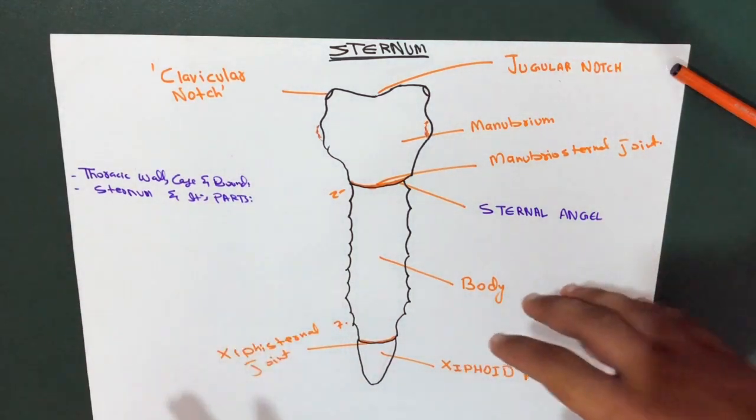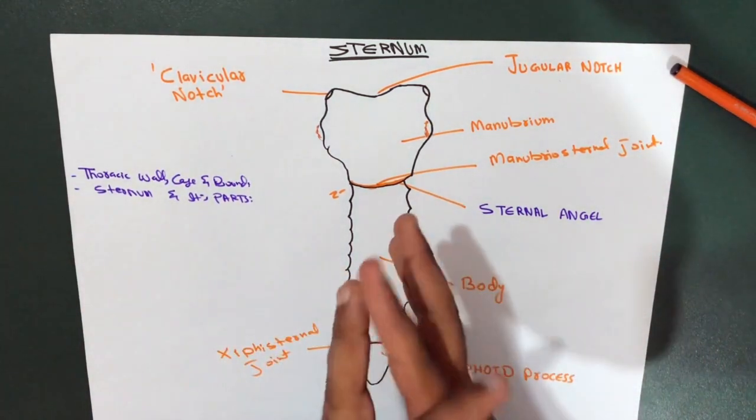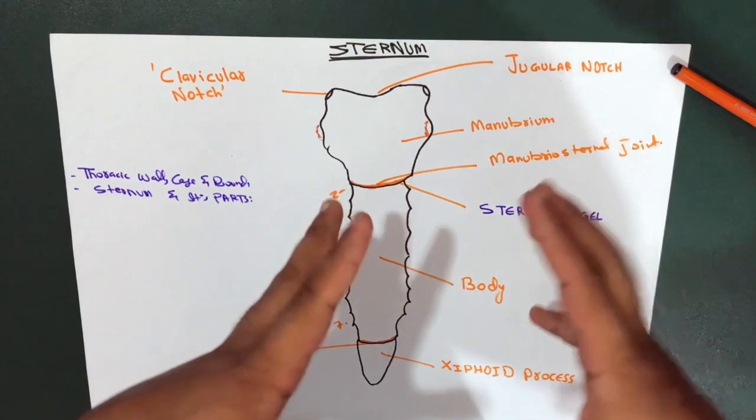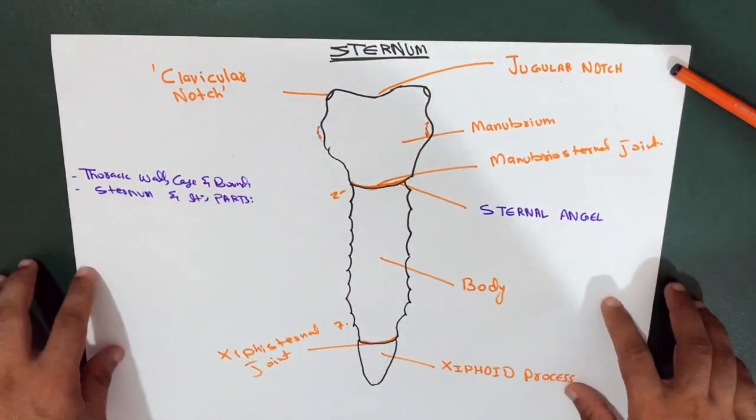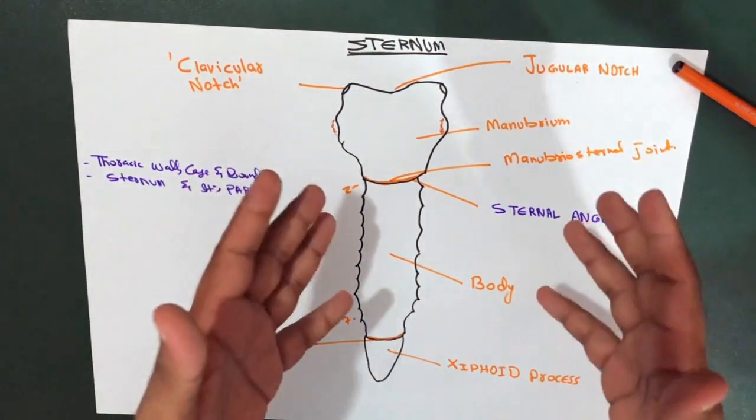So this is all about the first part of the series of lectures on the thoracic cage. We are going to discuss more about this later on.